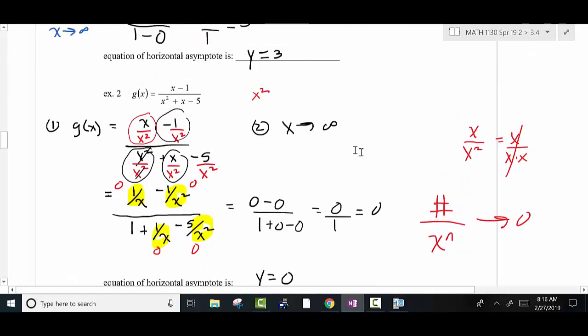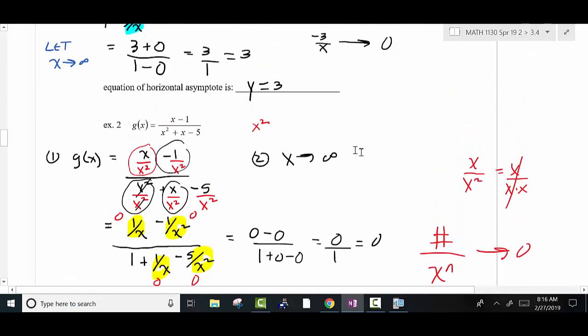If you look at this problem we just did, the degree of the numerator is 1, right? That's the biggest power. The degree of the denominator is 2. Since the numerator's degree is smaller, the answer is 0 automatically. You don't have to do the work. Boom, I got the answer. That's case 1.